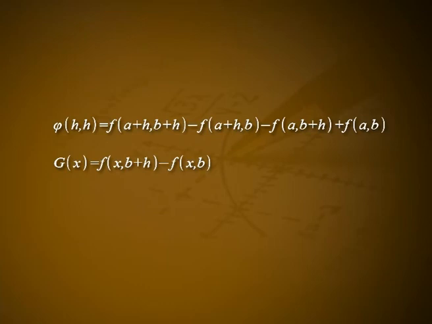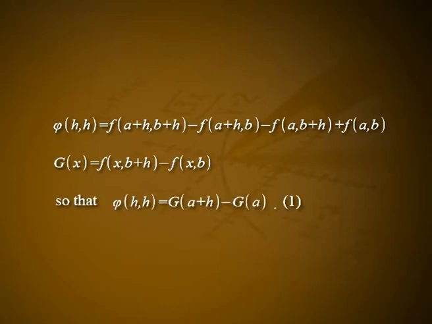Consider φ(h, h) is equal to f(a + h, b + h) − f(a + h, b) − f(a, b + h) + f(a, b). Let g(x) be equal to f(x, b + h) − f(x, b), so that φ(h, h) is equal to g(a + h) − g(a). Let it be equation number 1.